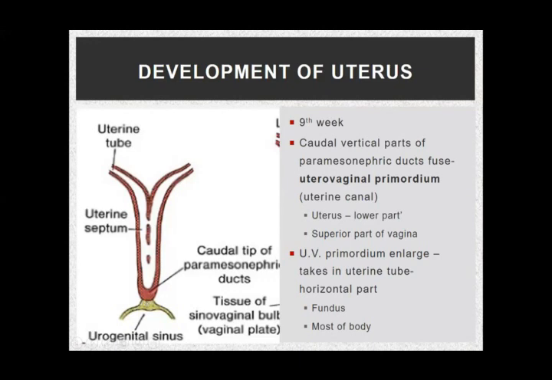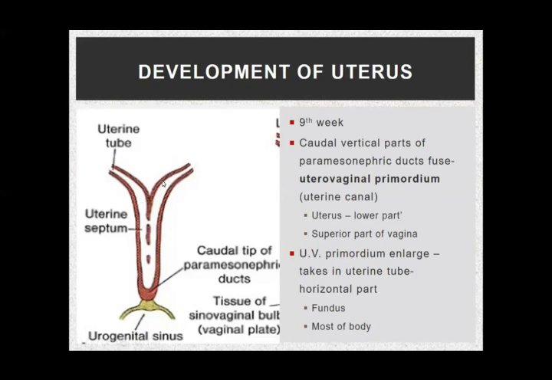Now, what happens is that as growth progresses in the intrauterine life, this uterovaginal primordium increases in size. It enlarges. Okay? So as the uterovaginal primordium enlarges, it absorbs these uterine tubes. Okay? So it eats them up, it absorbs the uterine tubes.